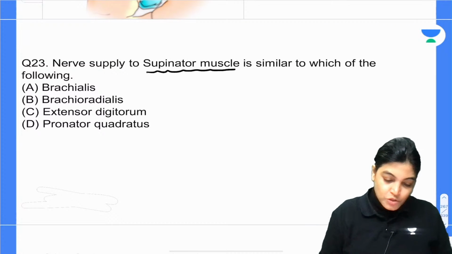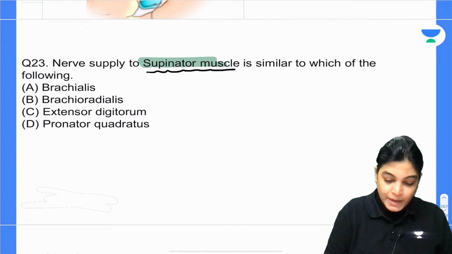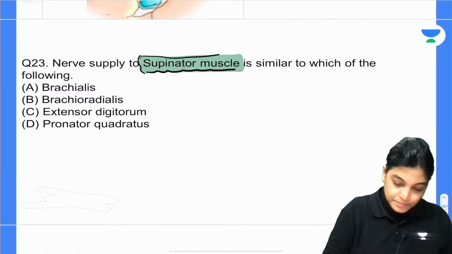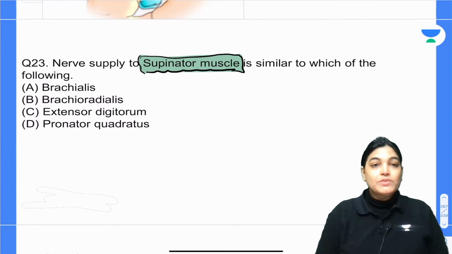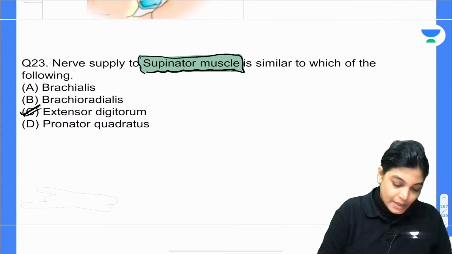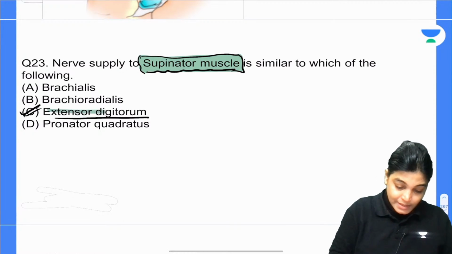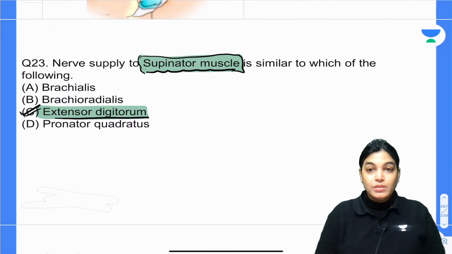So, my dear aspirants, supinator muscle is the muscle of extensor compartment. This is clear. Now, that means we have to search for the other extensor muscle in this group. Only one muscle is the extensor muscle in this group, that is extensor digitorum, and both being muscles of extensor compartment have the same innervation by the deep branch of radial nerve.